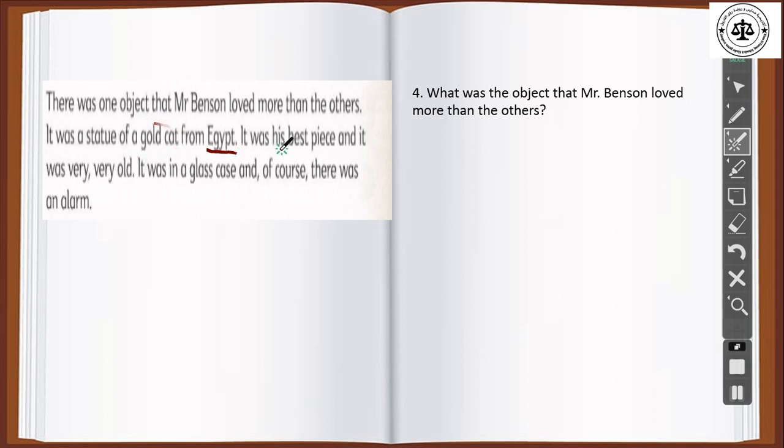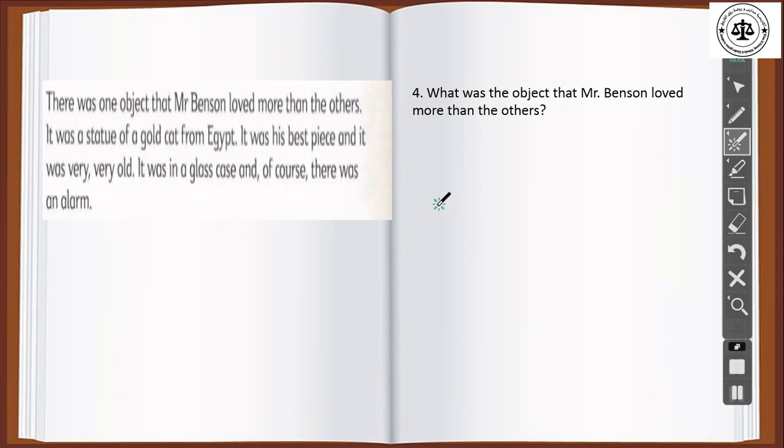Okay. It was his best piece, okay? هي القطعة الأفضل لديه. And it was very, very old. Was this gold cat very old? Yes, it was very, very old. And it was his best piece, okay? It was in a glass case. Where was this gold cat? Yes, in a glass case. And of course, there was an alarm. Do you know what's the meaning of an alarm? Yes, منبه إنذار.